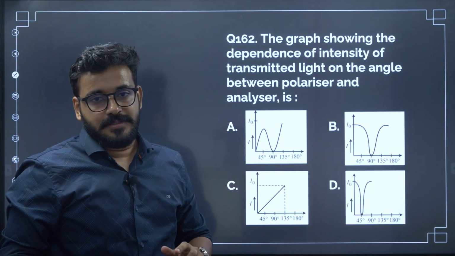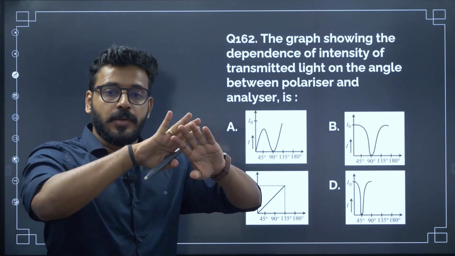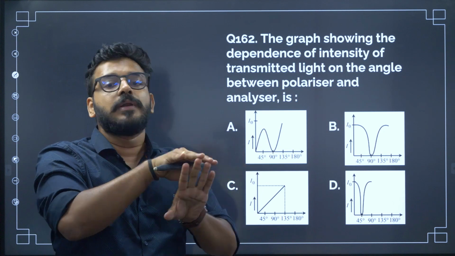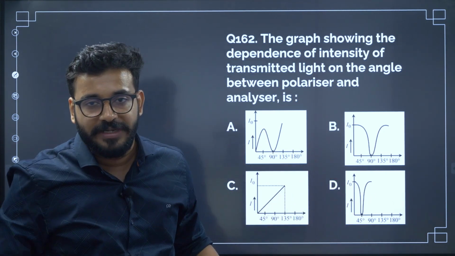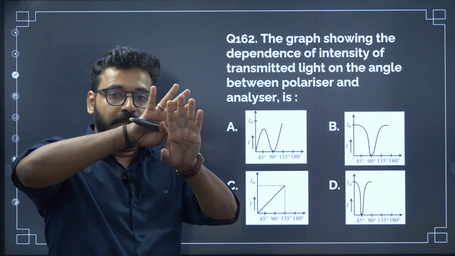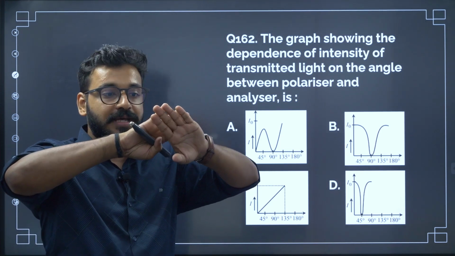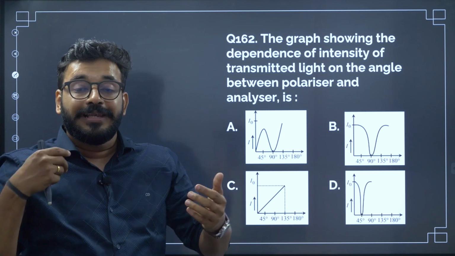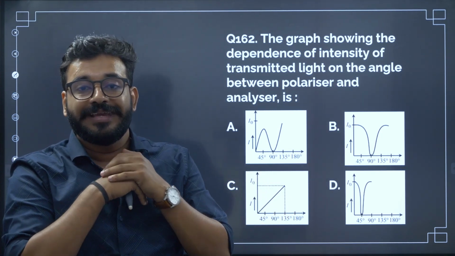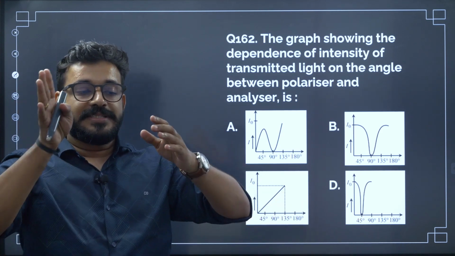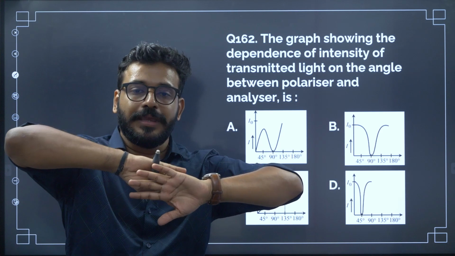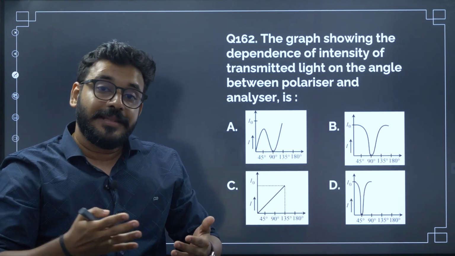So what happens when there is an angle between the polarizer and analyzer? When the polarizer and analyzer are parallel to each other, light will pass through very easily, with maximum transmittance. But when you rotate one of them such that they are perpendicular to each other, the light waves get blocked and there is no light transmitted. So at exactly 90 degrees, intensity will be 0. Once again, you rotate and get 180 degrees, parallel again, and the light can pass through.